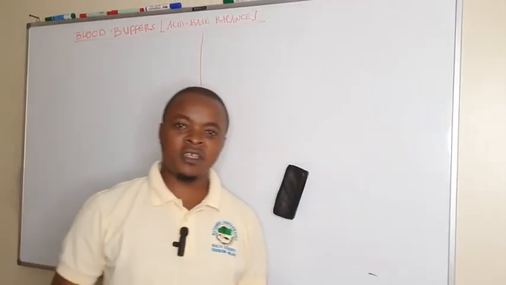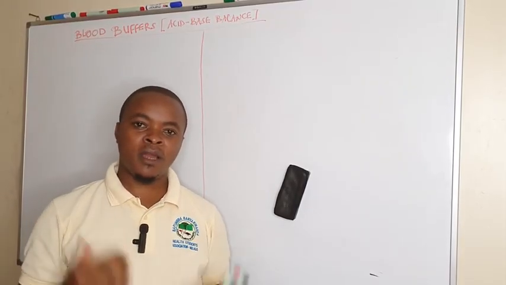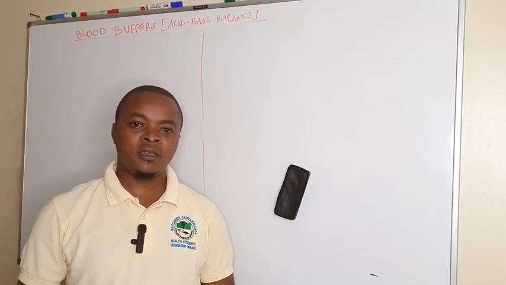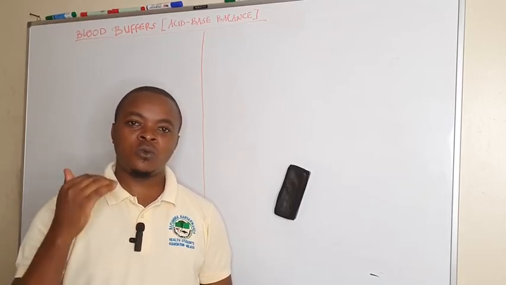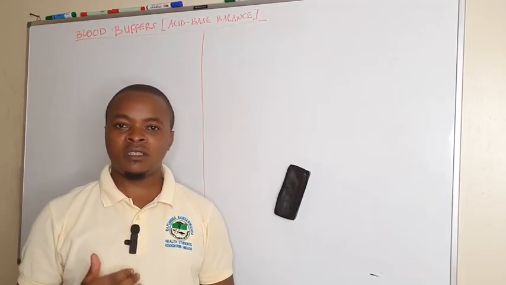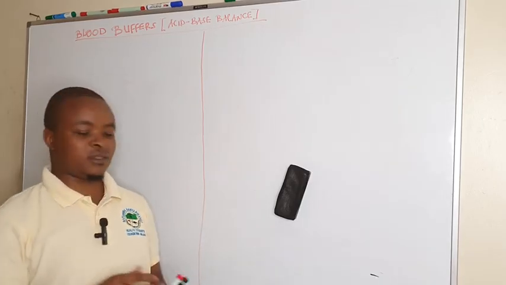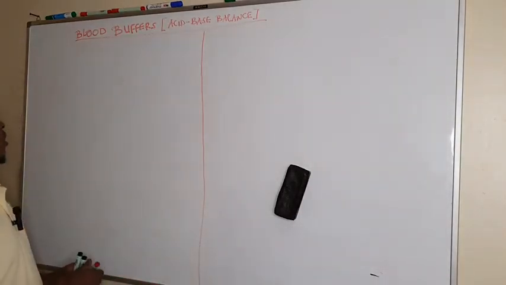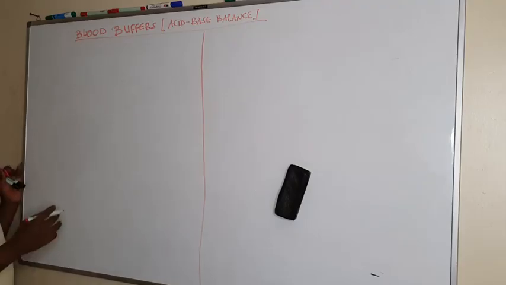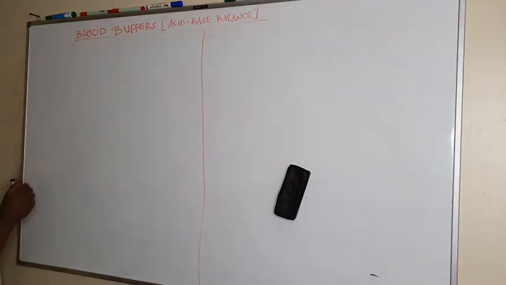In today's lecture at Medical Sciences, we want to look at body blood buffers, or what we call physiological buffers. These are the buffers which aid us in maintaining body pH at a constant level. So we want to see different blood buffers which maintain blood pH, or what we are calling acid-base balance.